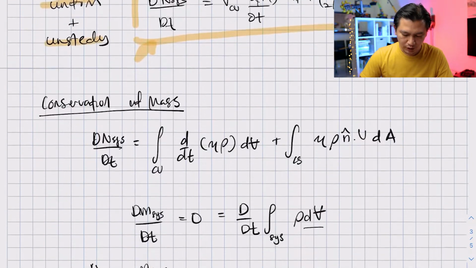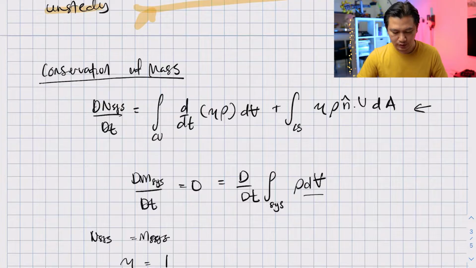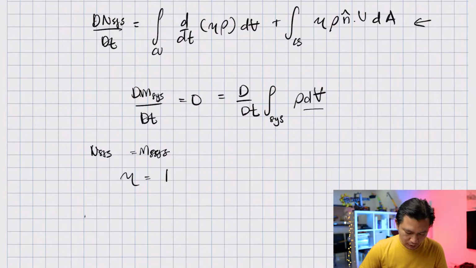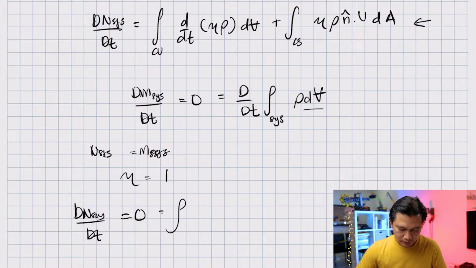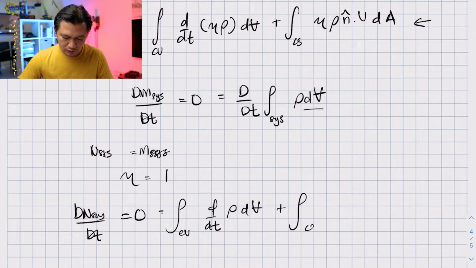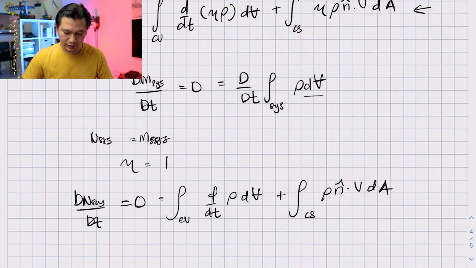So what happens to this equation when eta is now 1? We know that dN system over dt is equal to 0 because of the conservation of mass definition, and this is equal to the control volume integral of d over dt of rho dV, plus the integration over the control surface of rho n dot V dA, since eta is 1. Now we have managed to get rid of eta inside this equation.